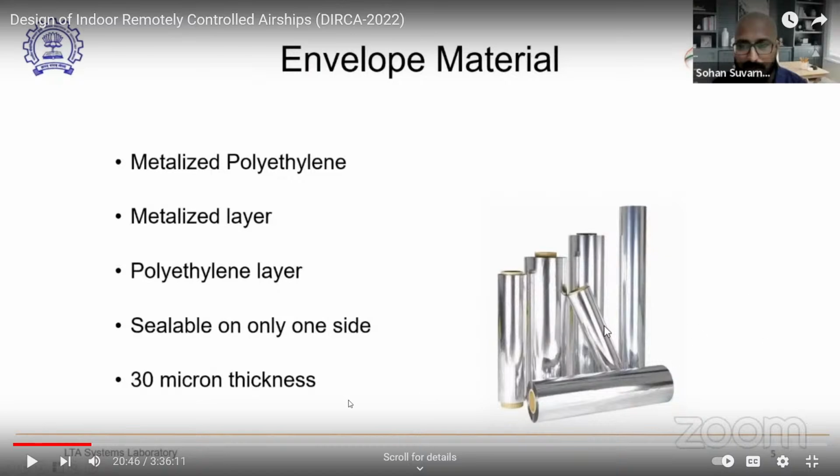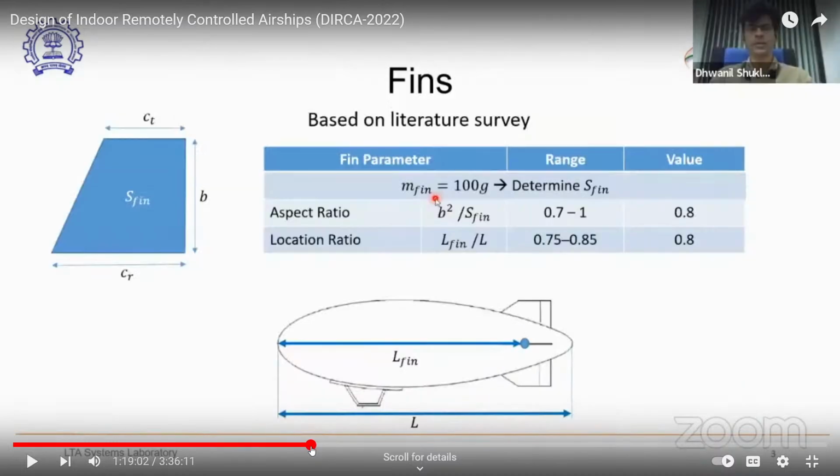Okay, so you can see we talk about the envelope material. We talk about how it is to be sealed. How do we do the leak test? How do we make the envelope? We also talk about how the fins are sized, how are they located, how do we choose the material for the fins.